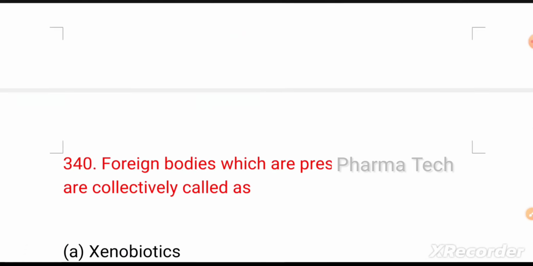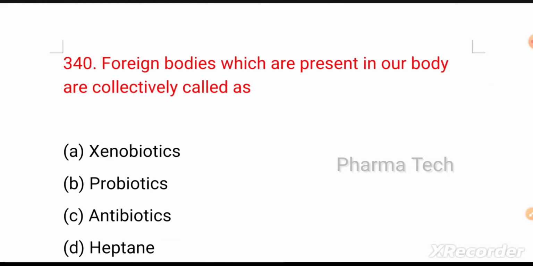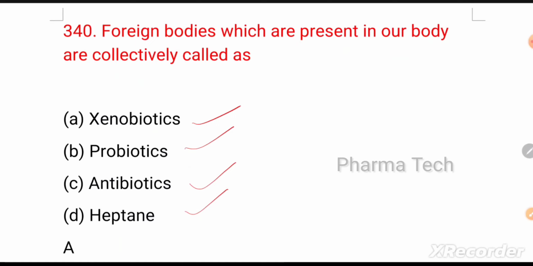Next question: foreign substances which are present in our body are collectively called? Options are xenobiotics, probiotics, antibiotics, heptane. Answer is A, xenobiotics. Foreign substances present in our body are collectively called xenobiotics.